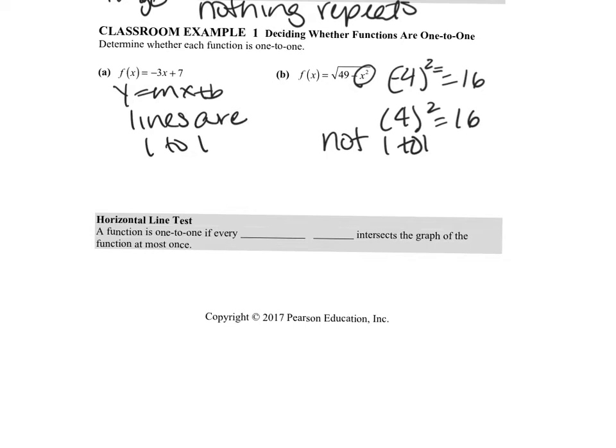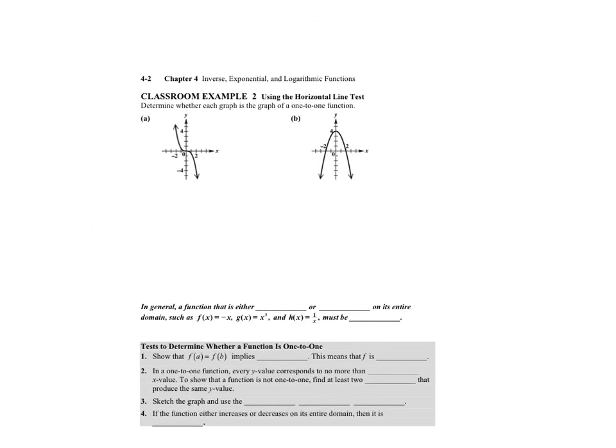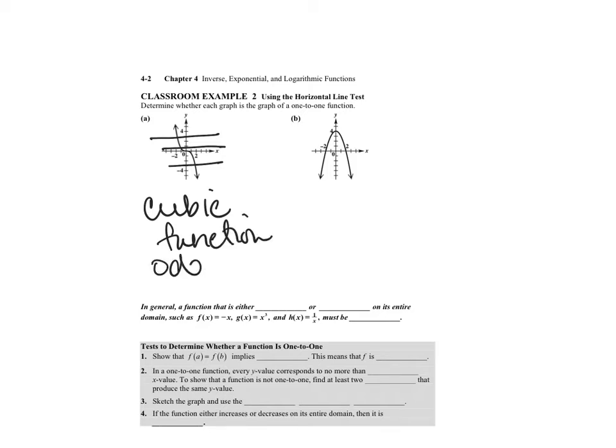So remember how we had the vertical line test? If a graph passes the horizontal line test, a function is one-to-one if every horizontal line intersects the graph of the function at most once. Okay, so using the horizontal line test: this is a cubic function, so it's an odd function, and it passes the horizontal line test, so it's one-to-one.